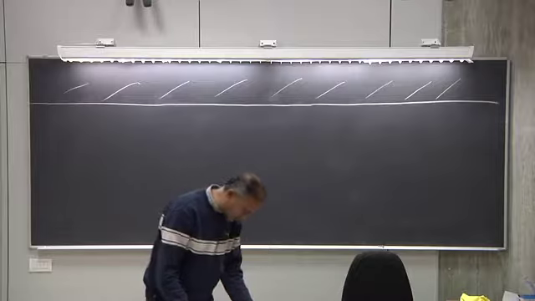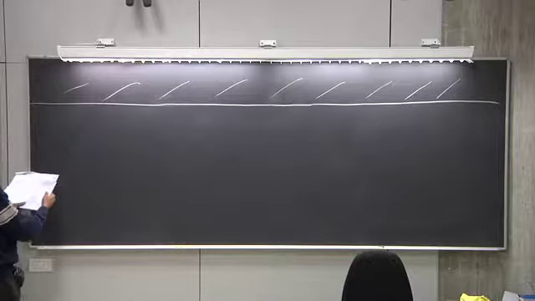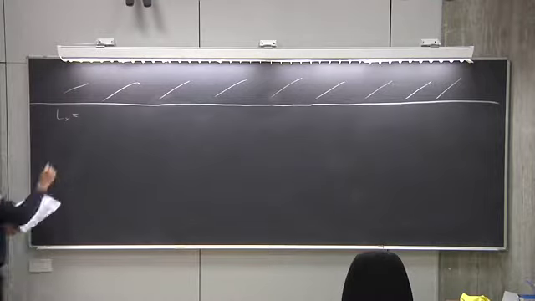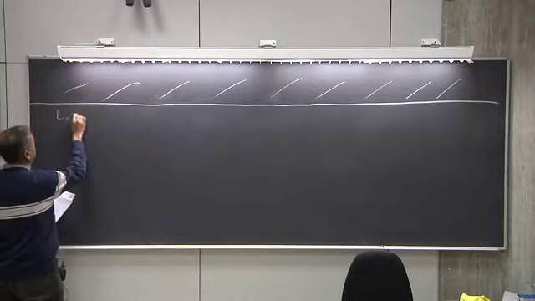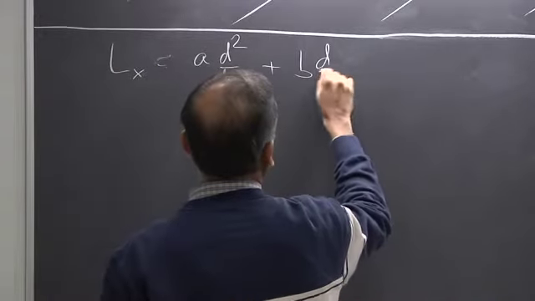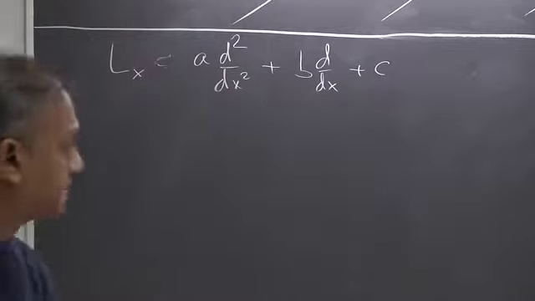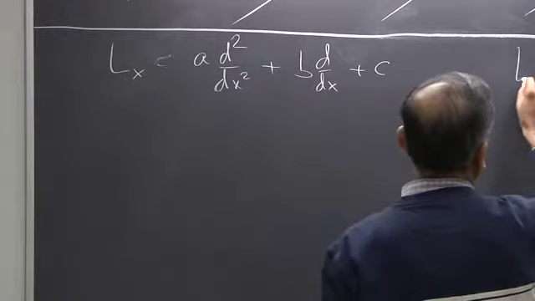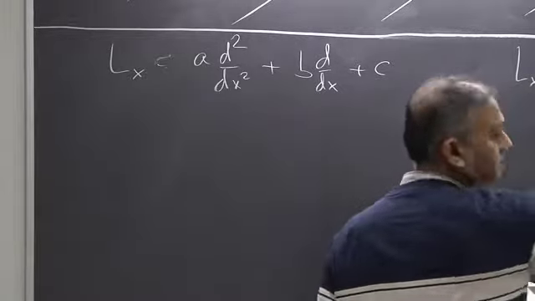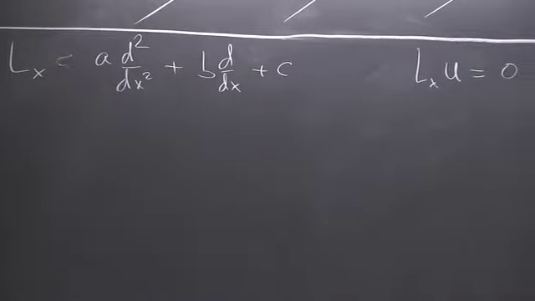Right, so let me just write it. So you remember that we had, let's concretely look at the second order differential operator. So this was some a d²/dx² plus b d/dx plus c. This is going to act on some u, and essentially we are looking at equations of the type Lxu equal to 0 for the homogeneous, or if it is non-zero, it will be an inhomogeneous differential equation, right?